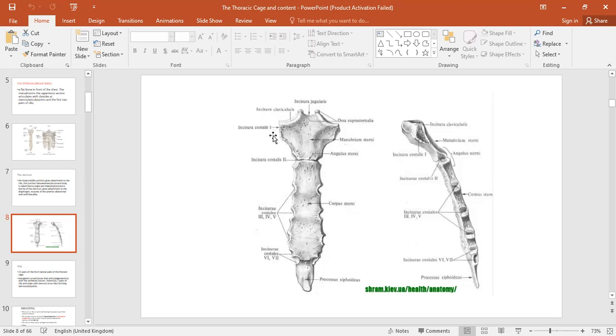Then immediately inferior to it is rib 1. Rib 2 is at the sternal angle of Louis. Then rib 3, 4, 5, 6, 7. Therefore, only 7 ribs are attached to the sternum. Rib 1 up to rib 7 have direct attachment to the sternum. The rest, rib 8 to 12, have no direct attachment to the sternum.